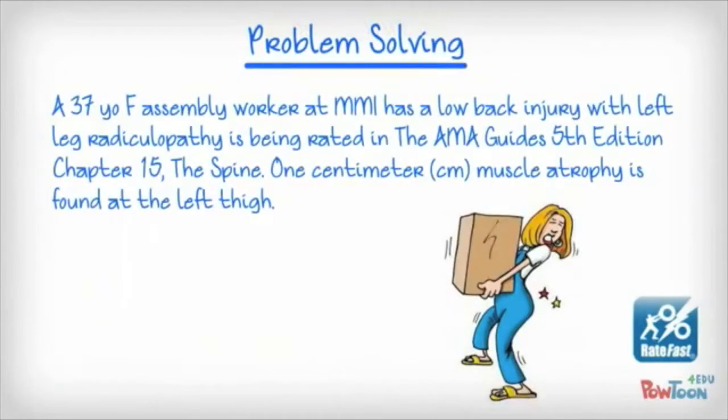Next, we're going to do a problem-solving case, a quick demonstration of the knowledge we just learned. We have a 37-year-old female assembly worker. She's at MMI, and she has leg radiculopathy, and she's being rated today in the AMA Guides 5th edition. On her physical exam, the left thigh, which is also the injured side from the back injury, has a 1 centimeter muscle atrophy difference. Here's the question: is muscle atrophy ratable in this individual?